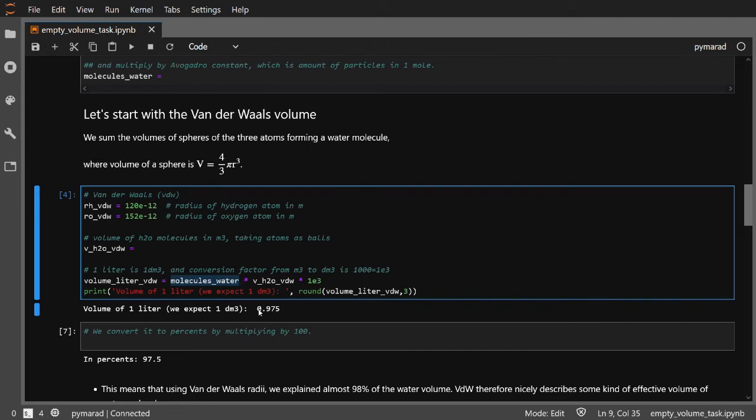It is 0.97. This simply means that using van der Waals radii, we explained almost 98% of the water volume. So it is truly a good measure of effective water volume.